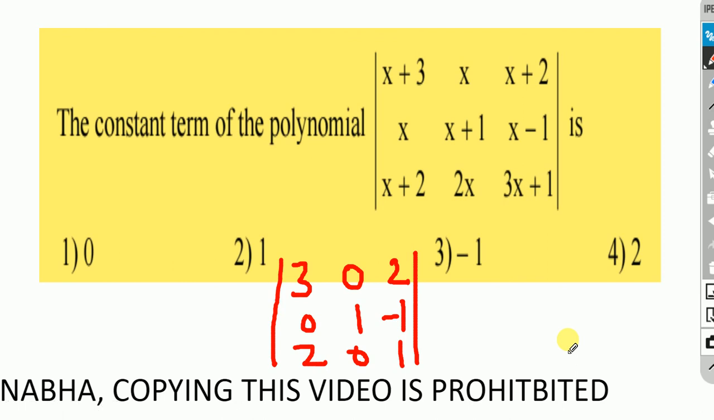Just write down this determinant 3, 0, 2, 0, 1, minus 1, 2, 0, 1, and check which is the right answer when you expand this determinant.